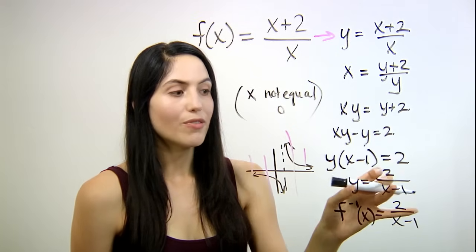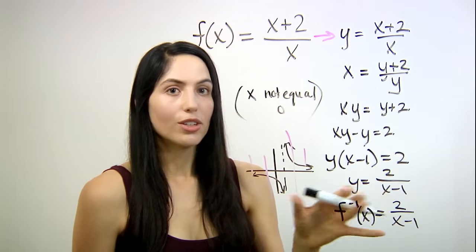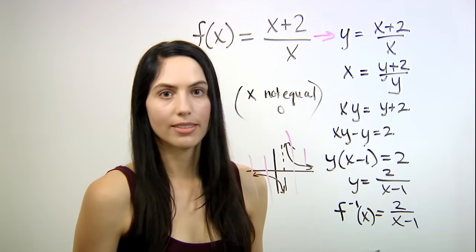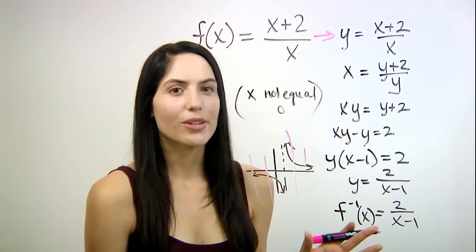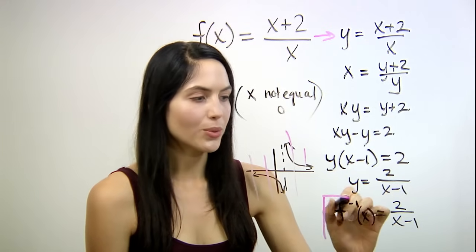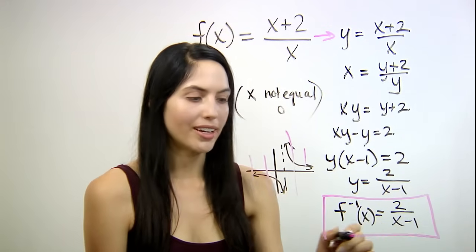If you found that it's not a function, you would just answer, inverse function does not exist. So your answer for the inverse function is f inverse of x equals 2 over x minus 1.